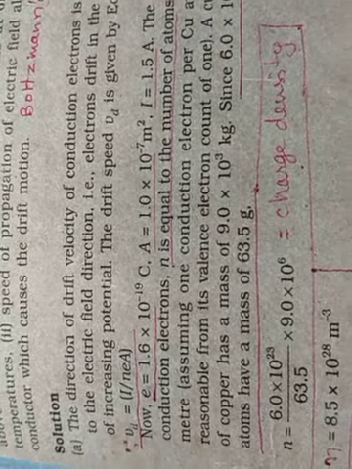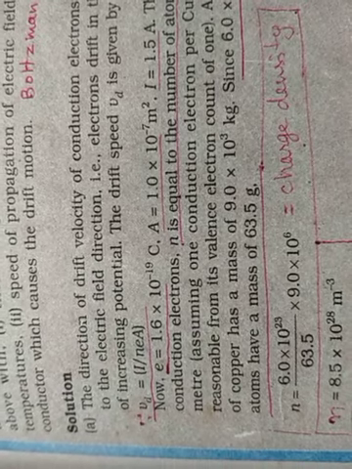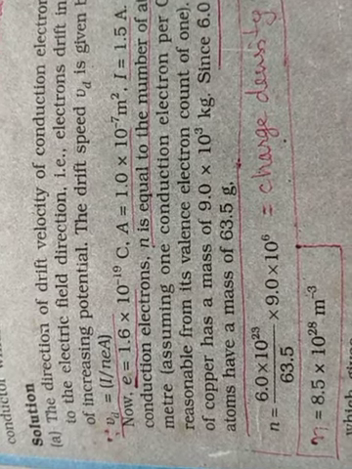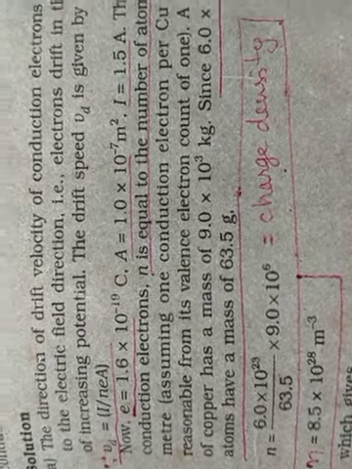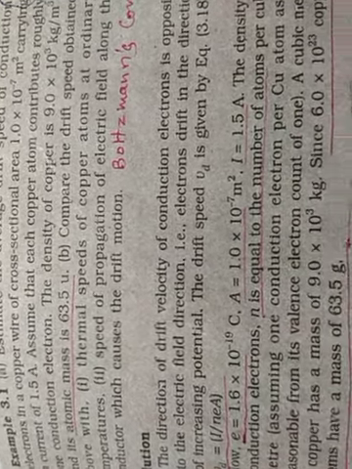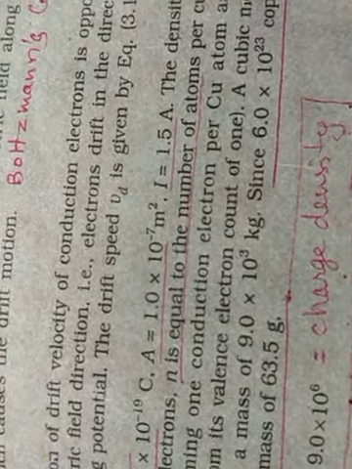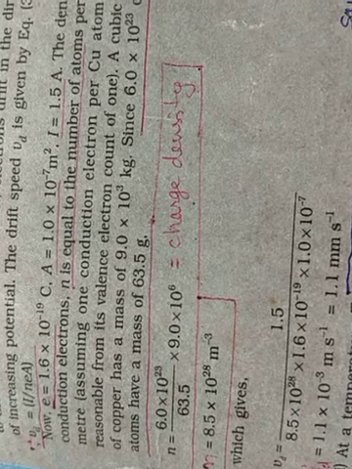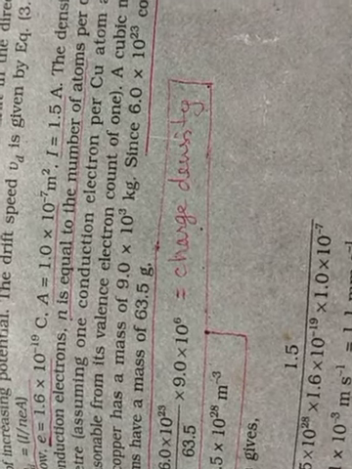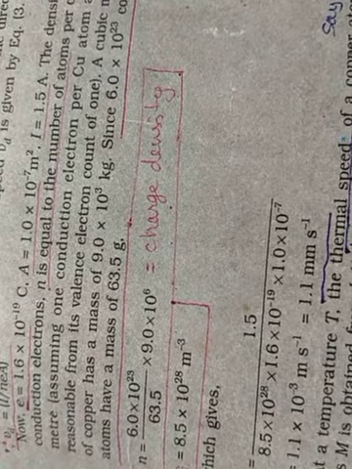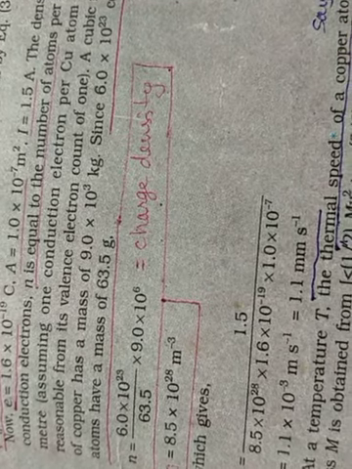Now we have the relation for drift velocity: Vd is equal to I by nEA, because I is equal to nEA Vd. It is given the charge on the electron, the cross-sectional area of the conductor is already given, 1 into 10 power minus 7 meter square, and the current is known to us, 1.5 ampere. Therefore we only have to find the density of electrons per unit volume, and since we can find how many atoms there are, that number of electrons will be present in its volume.